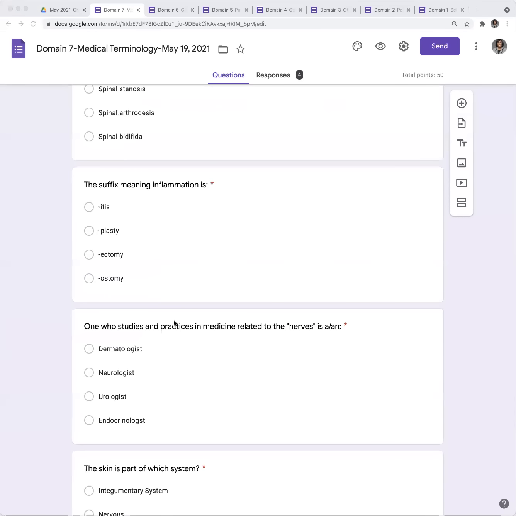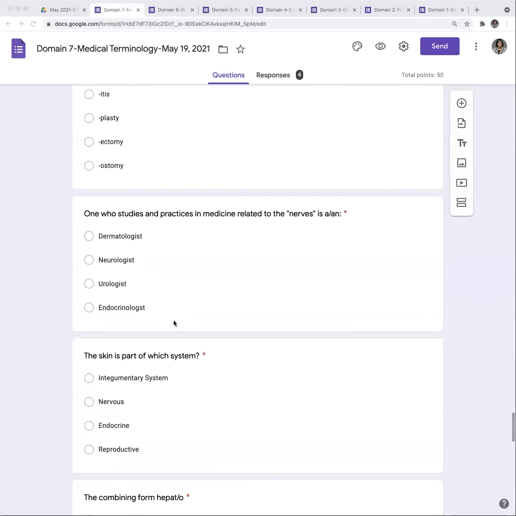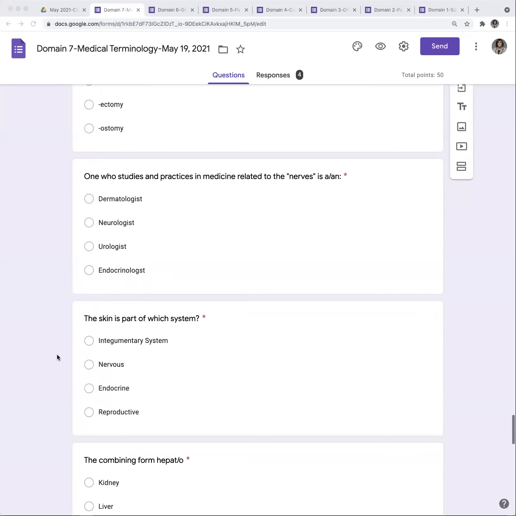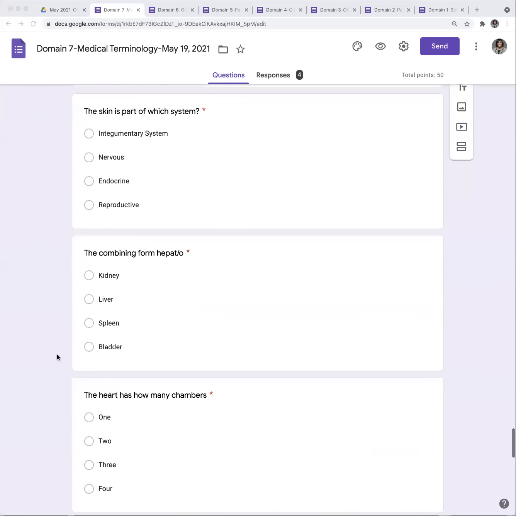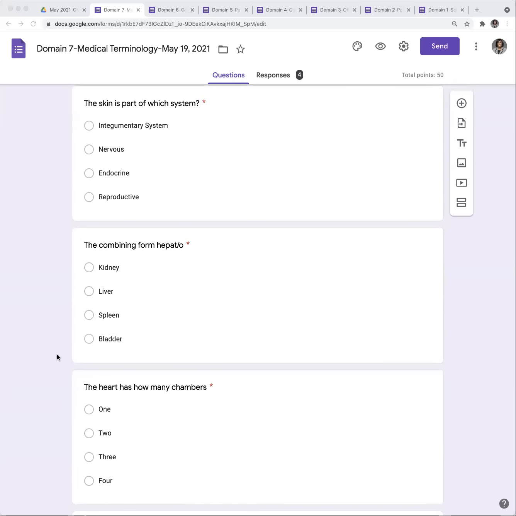The suffix meaning inflammation is itis. One who studies and practices medicine related to the nerves. Neurologist. The skin is part of which system? Nervous. Integumentary. Integumentary, yeah. The combining form hepato, like hepatitis. Liver.